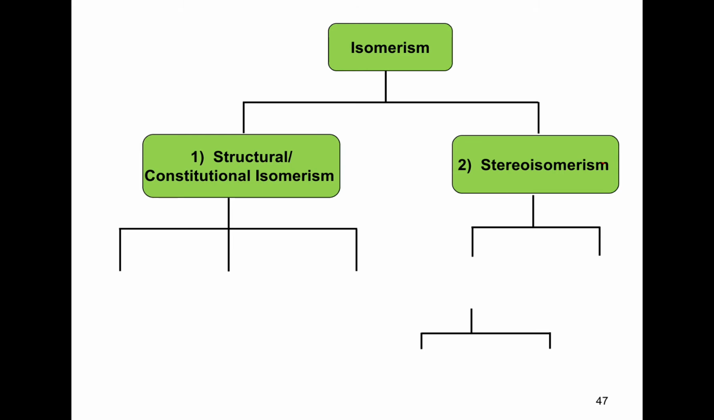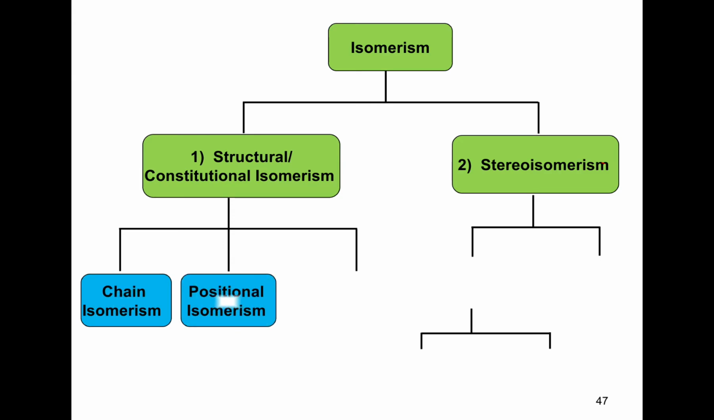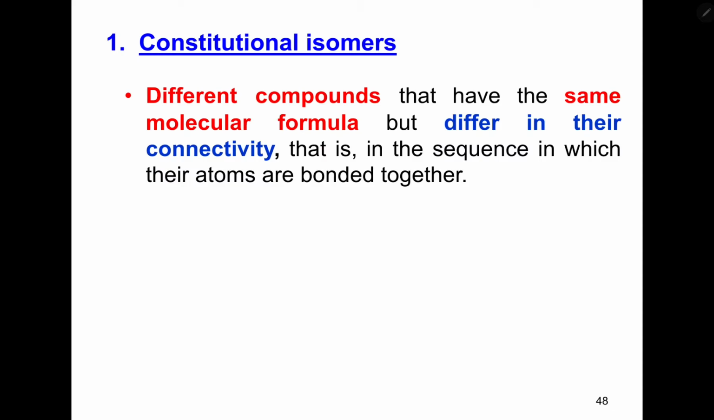Constitutional isomer can be divided into three types. The first one is chain isomer, the second one is positional isomer, and the third one is functional group isomer. So, constitutional isomers are different compounds that have the same molecular formula but differ in their connectivity, that is, in the sequence in which their atoms are bonded together.